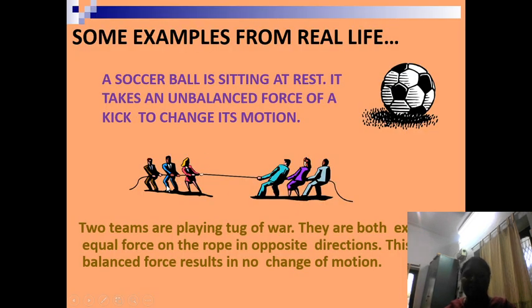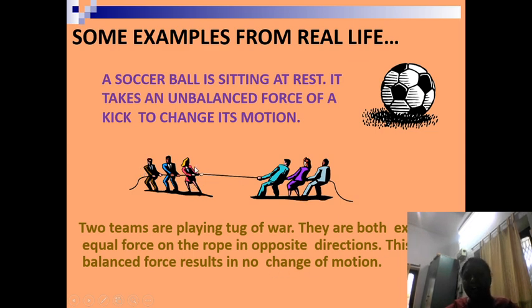In the same way, I have taken one more example of tug of war. We all have played this in our childhood days. Two teams are playing tug of war, and they are both exerting equal force on the rope in opposite direction. Because the forces are balanced, neither of these people move to the other side. So this balanced force results in no change of motion.